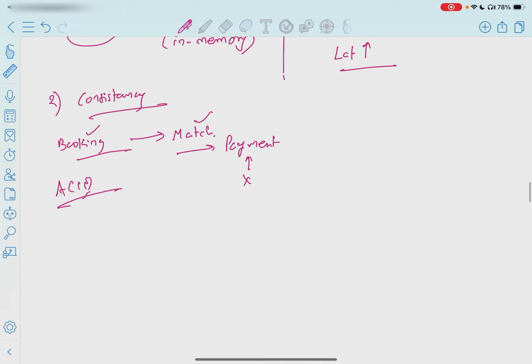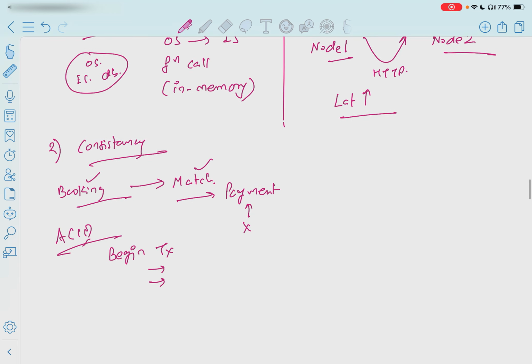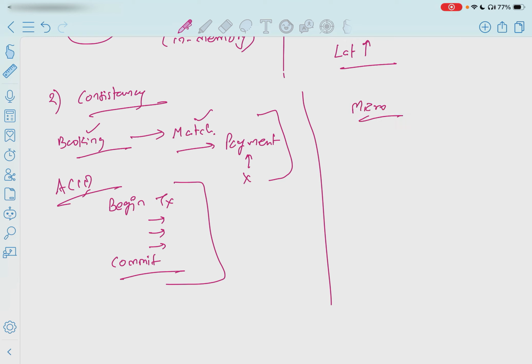So here, what I can do is begin the transaction, insert, update, match, whatever I need to do, and commit the transaction. The benefit of this approach is either all of them will succeed or none of them will succeed, right? So this is what I'm looking for. But do you think we can achieve this easily in microservices? Is it possible? Can we use simple ACID transactions the way we used to use them in monolithic?